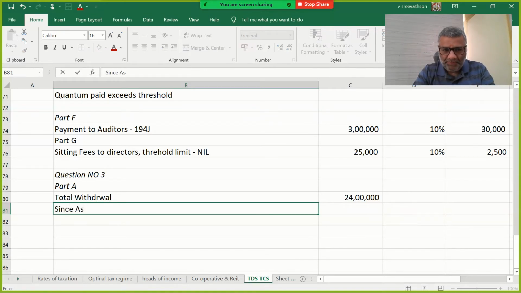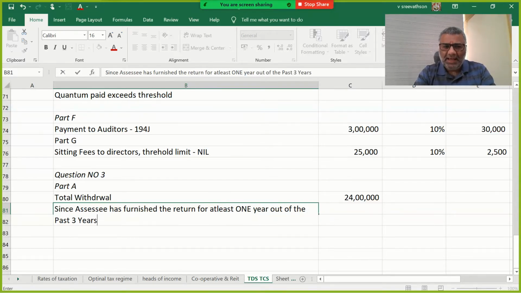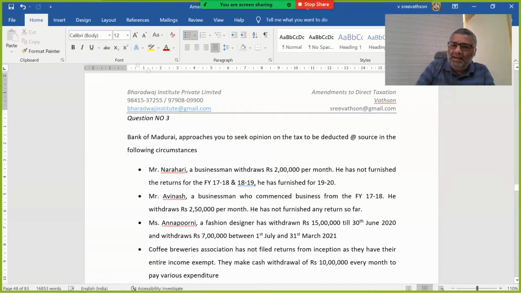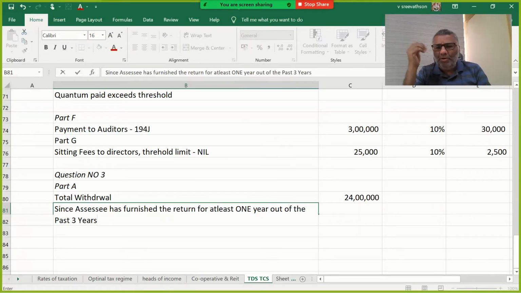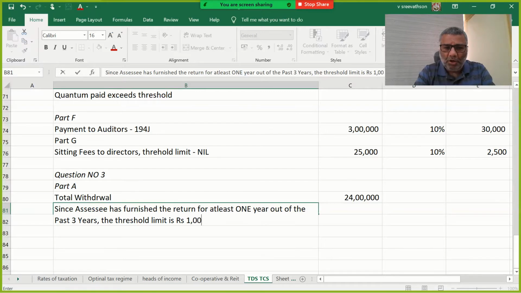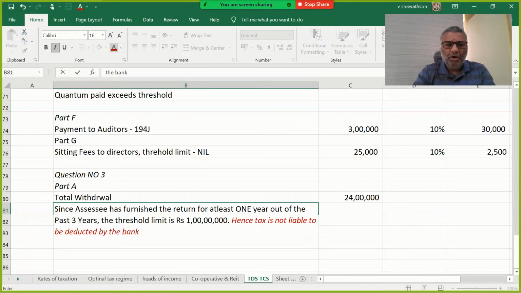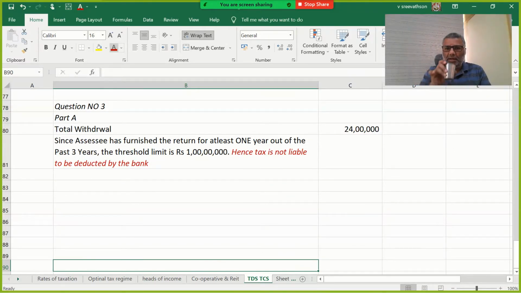Since the assessee has furnished the return for at least 1 year out of the past 3 years, I can write past 3 years because it is not a single date. It is all through the year. So in the year 2021 he has withdrawn, and the provision itself was introduced at a later date. Since the assessee has furnished the return for at least 1 year out of the past 3 years, the threshold limit is rupees 1 crore. Hence, tax is not liable to be deducted by the bank.